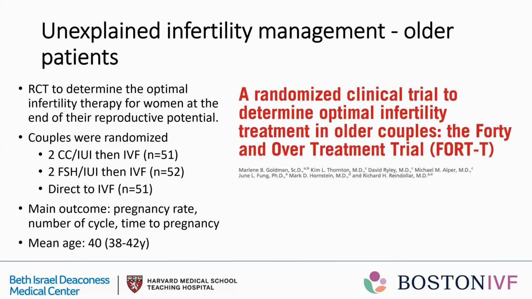And the next study, which may be more interesting for you guys, is the 40 trial, which is looking at the management of unexplained infertility in women at the end of their reproductive potential, so in an older population. And these couples were randomized to either 2 cycles of Clomid IUI, then IVF, or 2 cycles of gonadotropin IUI, then IVF, or directly to IVF. And their main outcome was pregnancy rates, number of cycles, and then the time to pregnancy. The mean age of the patient population in this study was 40, ranging anywhere between 38 and 42.